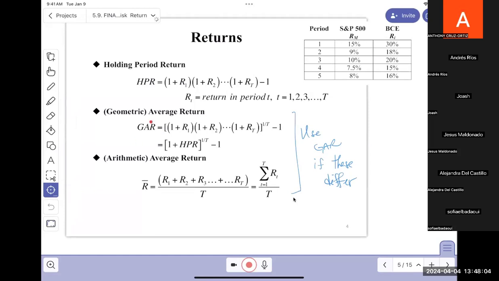How many of you have ever seen GAR before working with finance? Have you heard of GAR before? Anyone? Did you learn it in statistics? Do you remember? I don't remember. You don't remember? Anyone think that they never learned it before?